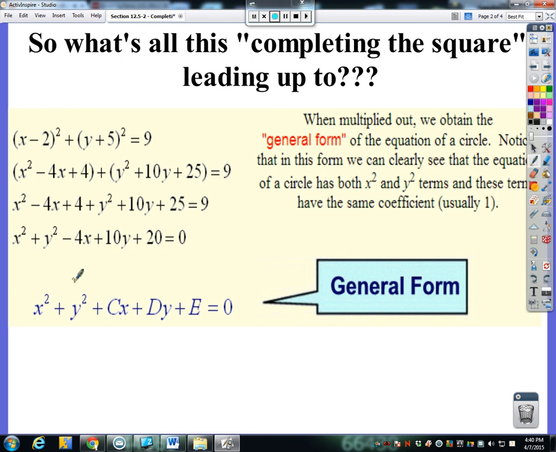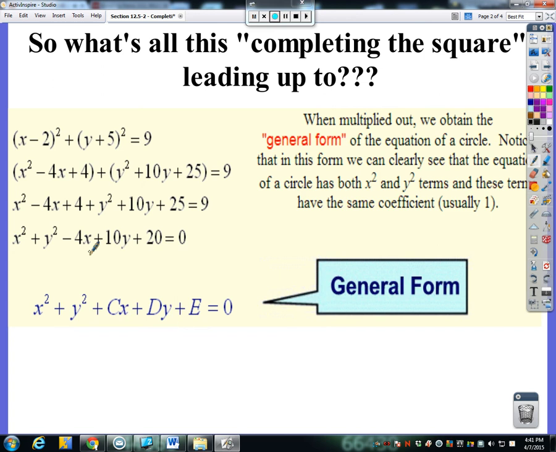So the general form of a circle is when we have x squared plus y squared plus some c coefficient of x, plus a d coefficient in y, plus our constant e. Now the c, the d, and the e term could be positive or negative. So seeing this plus sign in front of each of those three coefficients isn't indicative that those must be positive. They might in fact be minus signs or negative signs.